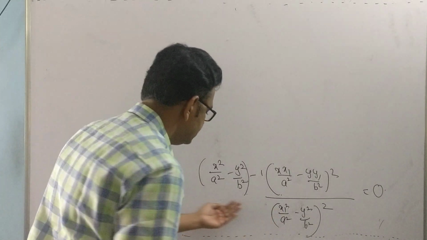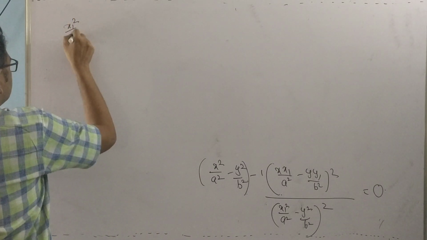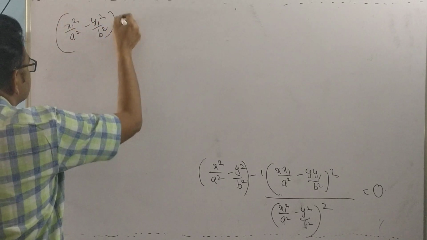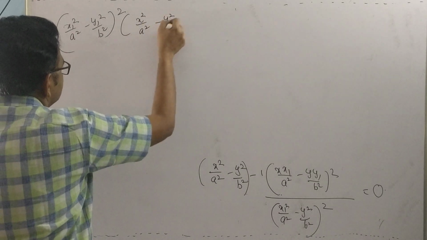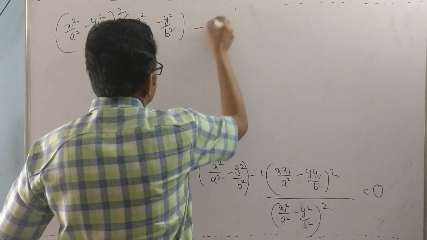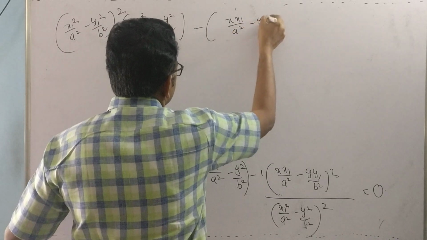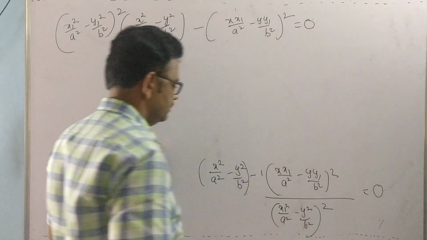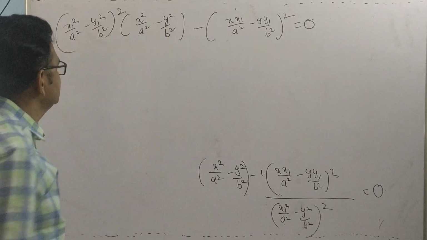So by taking LCM, this is x1 square by a square minus y1 square by b square whole square into x square by a square minus y square by b square, minus of x1 by a square minus y1 by b square whole square is equal to 0. So this is the combined equation of the pair of lines.